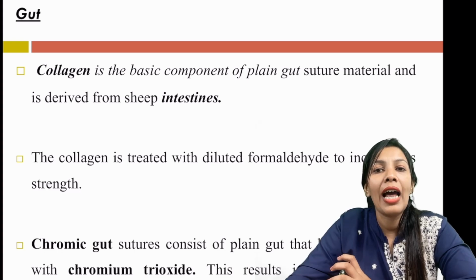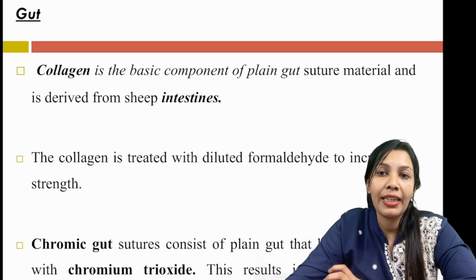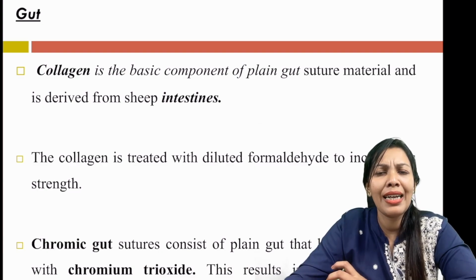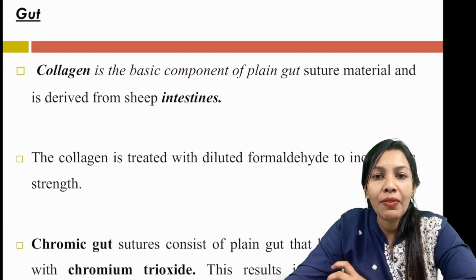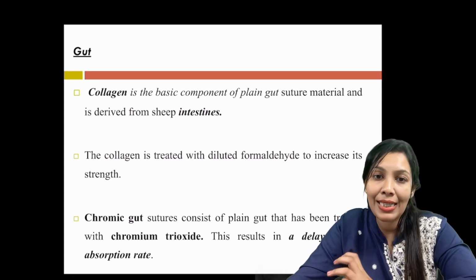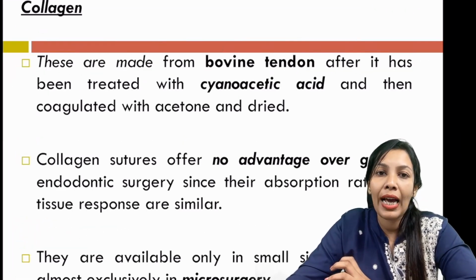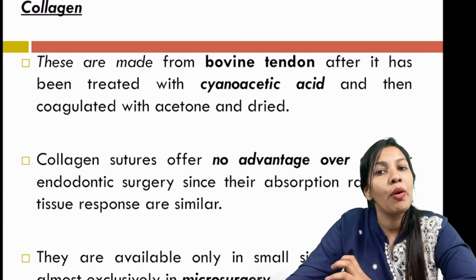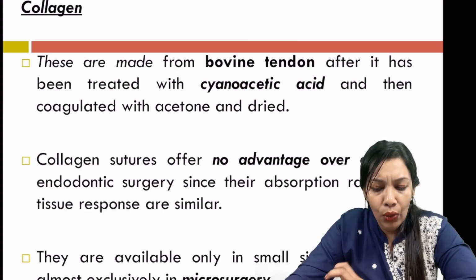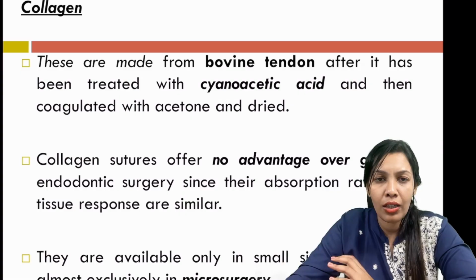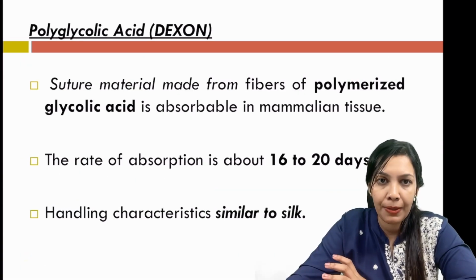Gut: collagen is the basic component of plain gut. Okay, collagen, which is mainly extracted from sheep intestine, is treated with diluted formaldehyde to increase its strength, and it is commonly used. Next is collagen. Collagen is made from bovine tendon, and collagen sutures offer no advantage over gut for endodontic surgery because the absorption rate and tissue response are almost similar.